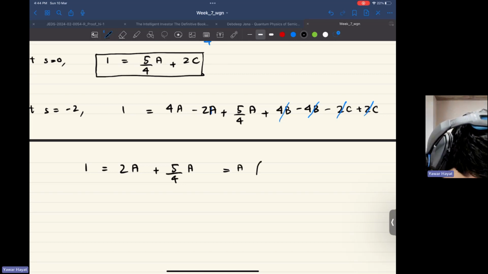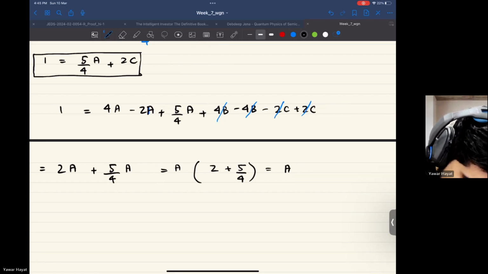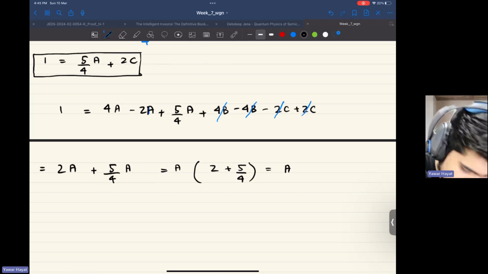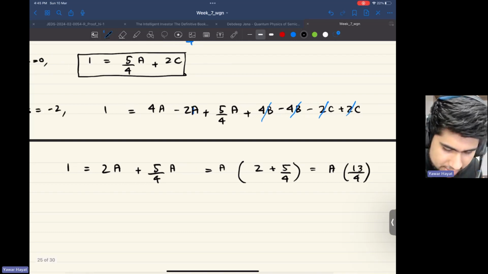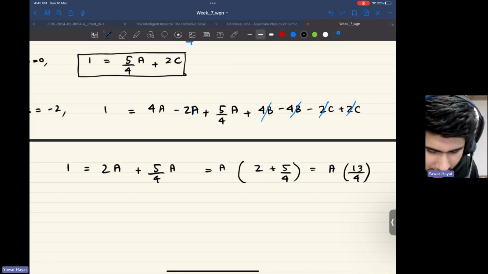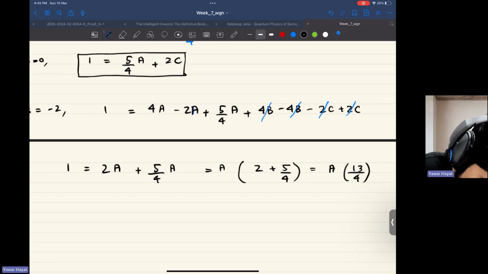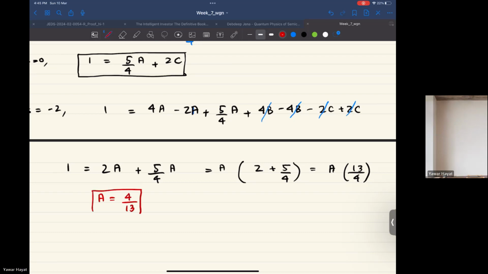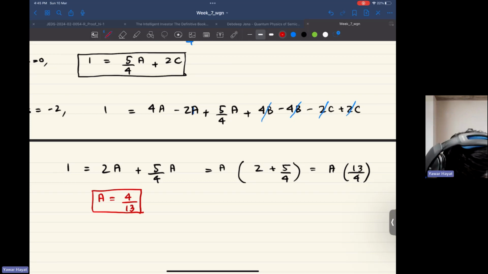This would be A times 2 plus 5 by 4. That is A times, I guess, 8 plus 5 is 13 by 4. So a 13 by 4 factor. So 1 is equals to A times 13 by 4. A would be the inverse of this, right? So A would be 4 by 13. Okay, so that's how we compute A.